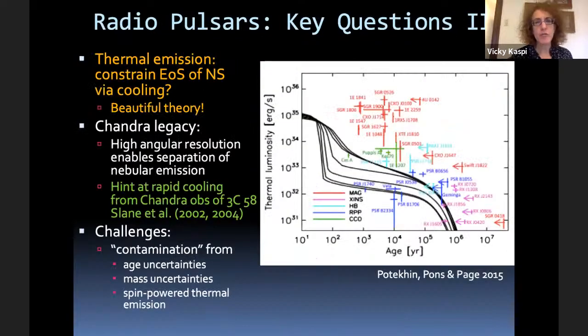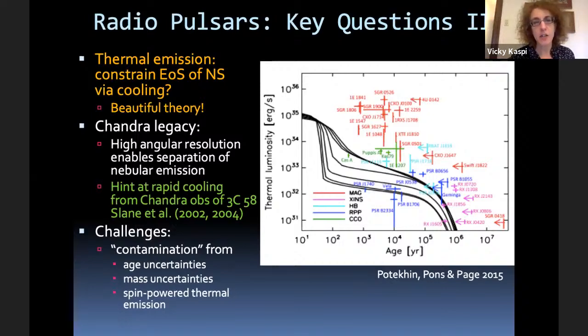Another key question that's come from X-ray studies of radio pulsars has been trying to constrain the equation of state of neutron star interiors. And here is a plot of luminosity versus age, for example. You could also plot temperature versus age, and you see all sorts of different models that come about from different types of equations of state. This beautiful theoretical work has been done by many people.